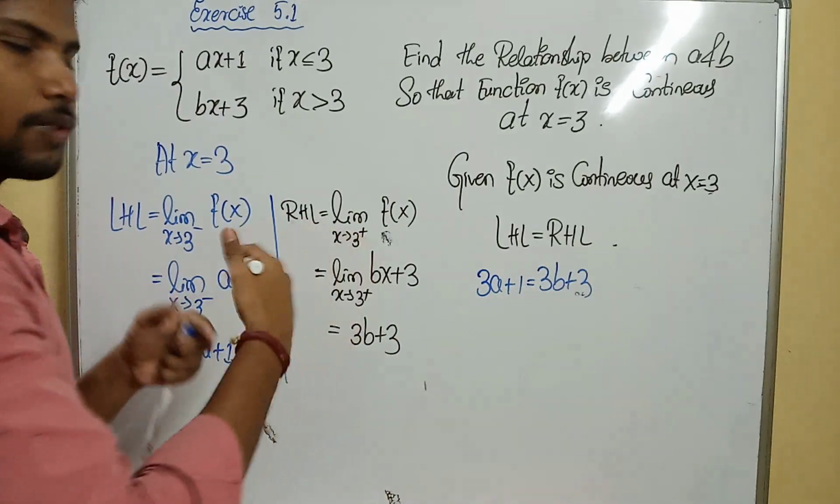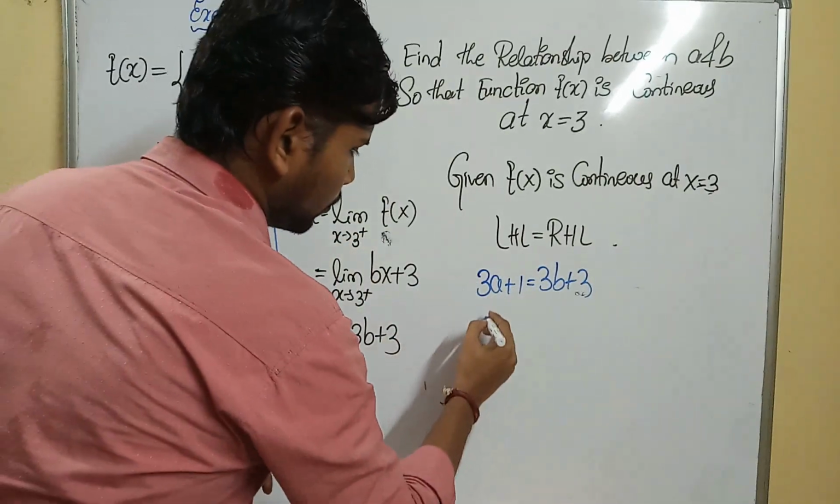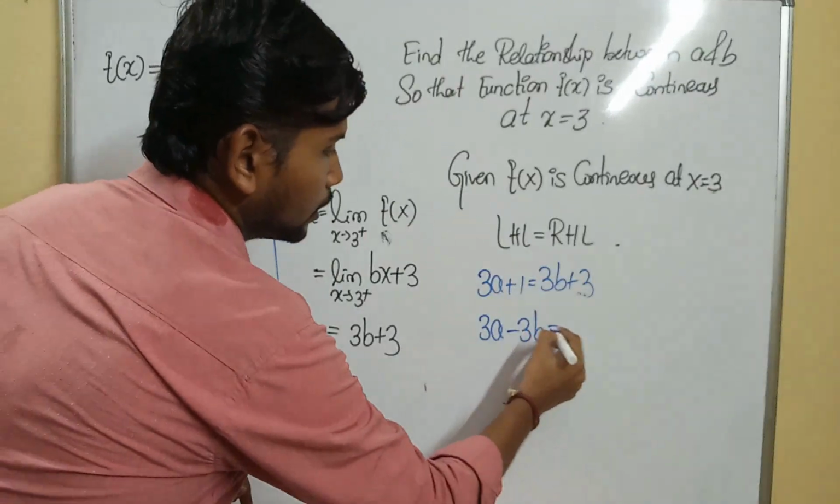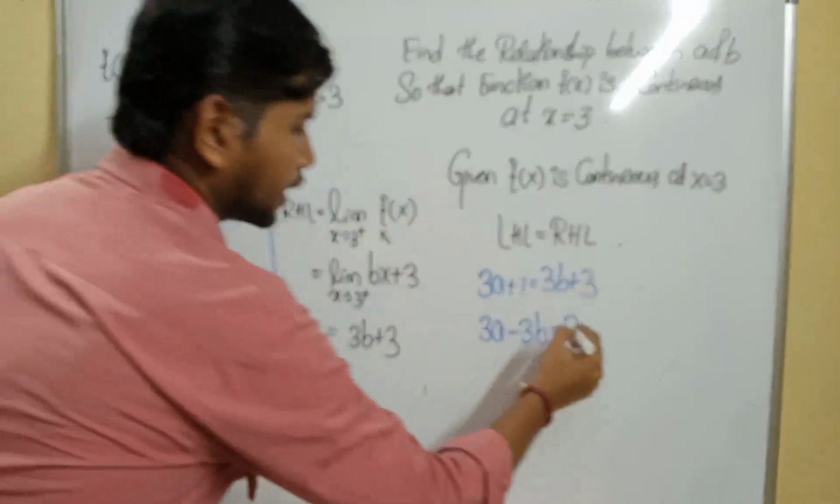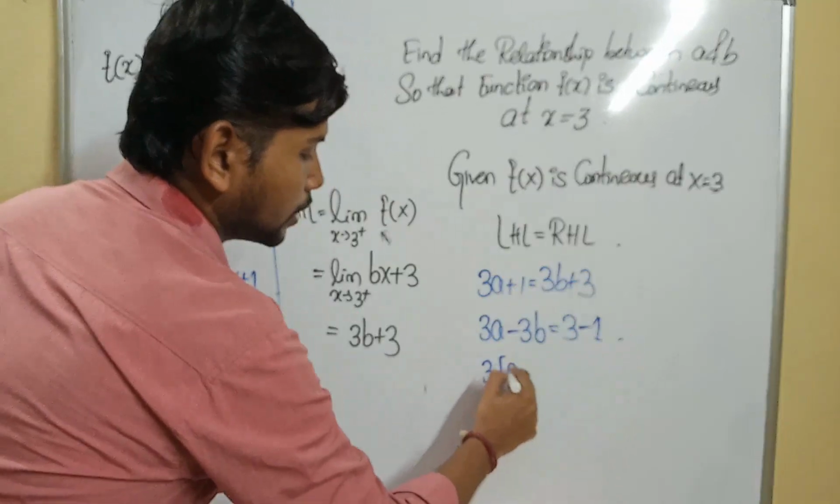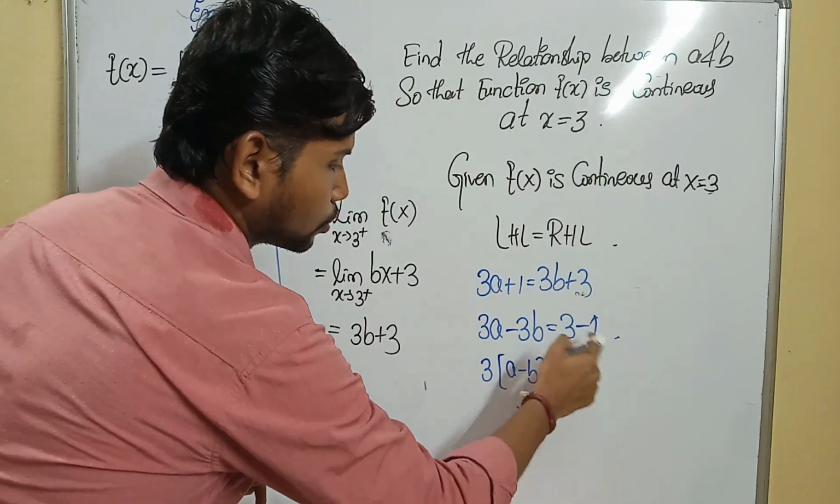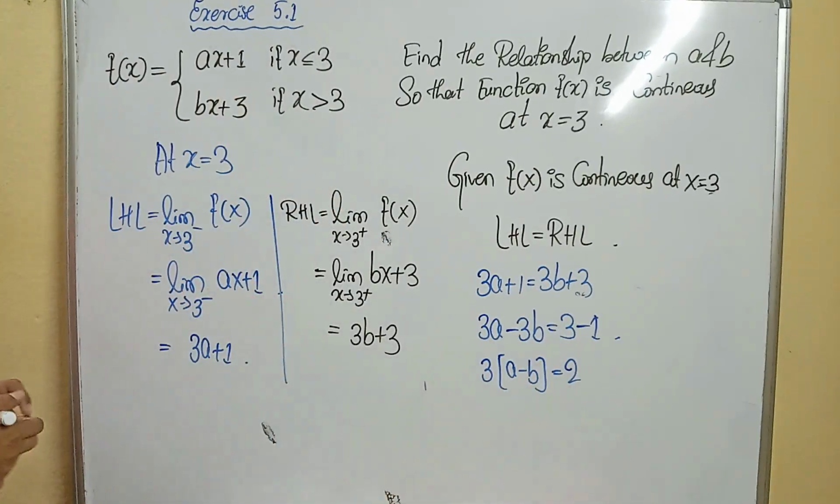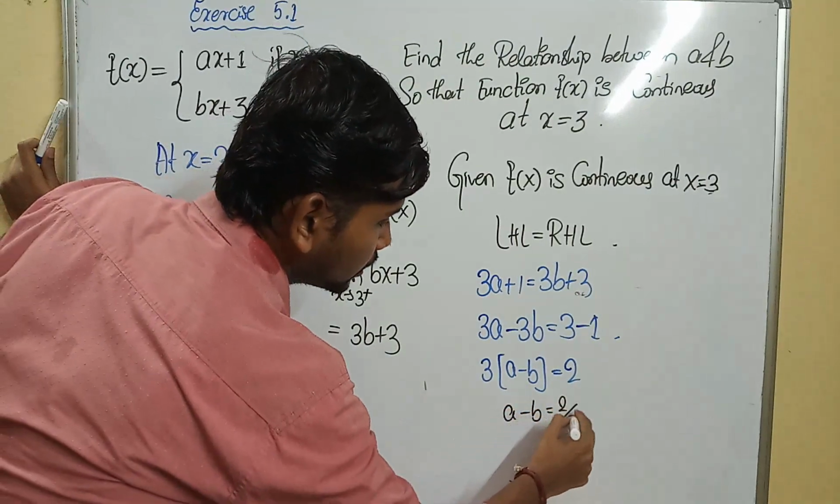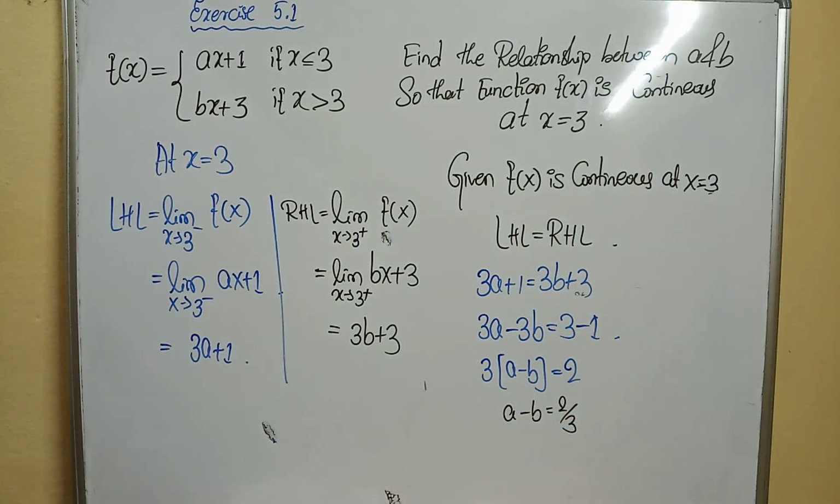Now I need to find the relation here. It will be very simple. 3b on the left hand side becomes minus 3b, here 3 let it be as it is, and 1 on the right hand side becomes minus 1. Here 3 is common. What is remaining? a minus b is equal to 3 minus 1, its value will be 2. Now what is a minus b equal to? It's 2 by 3. Whether you understood the part clearly?